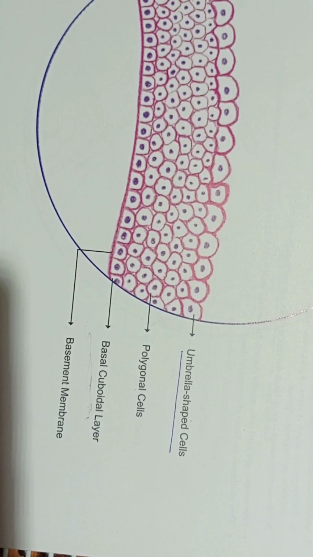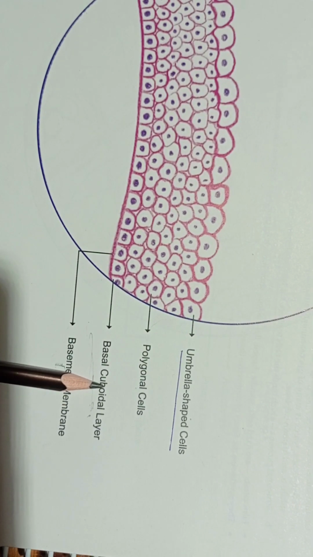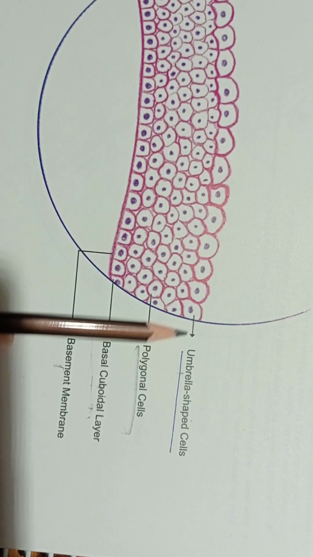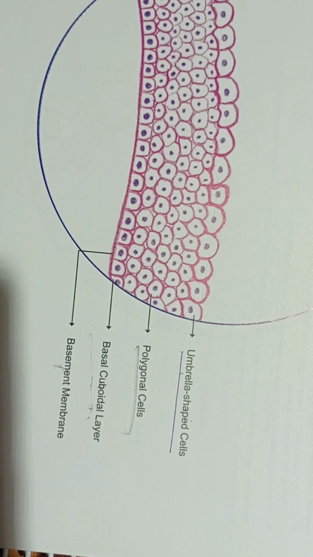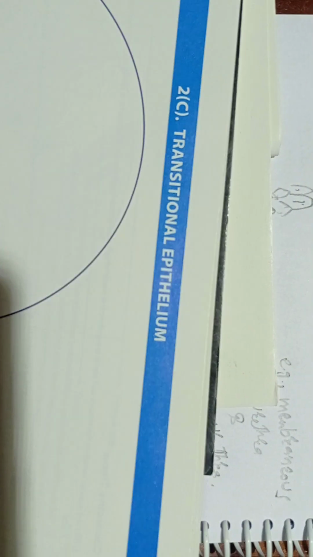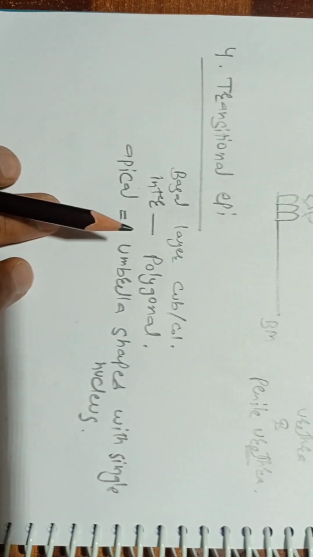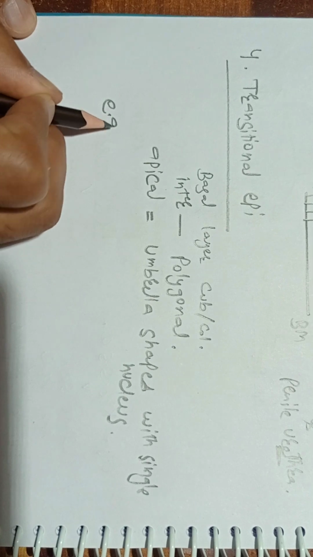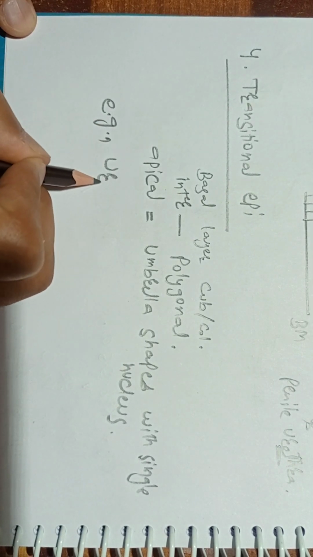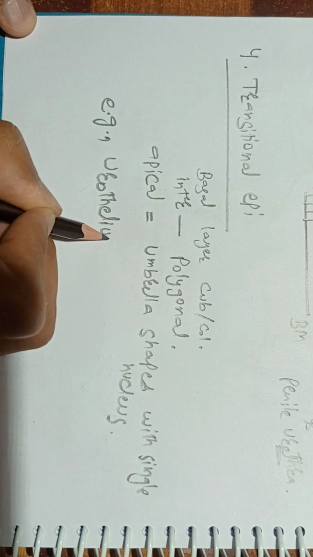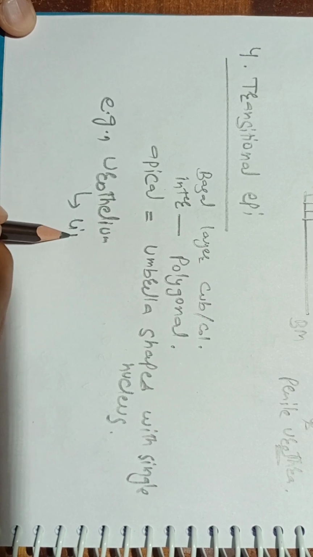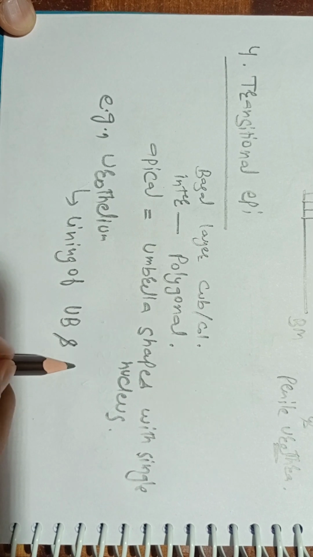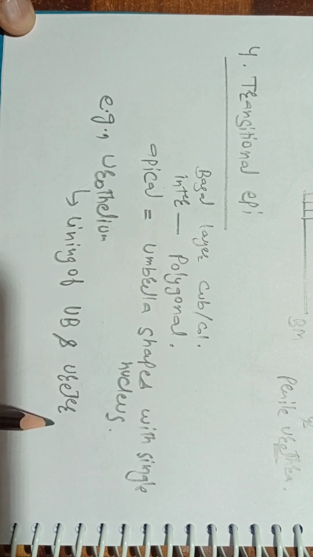This is the diagram of the transitional epithelium. First you can see the basement membrane, then the basal layer, which is cuboidal here, then the intermediate layers, which are polygonal, then the apical layer. As you can see, the apical layer is made of umbrella shaped cells. So this is transitional epithelium, the fourth type of compound epithelium. Where do we see it in our body? We see it in the urothelium, the lining of the urinary bladder and ureter.